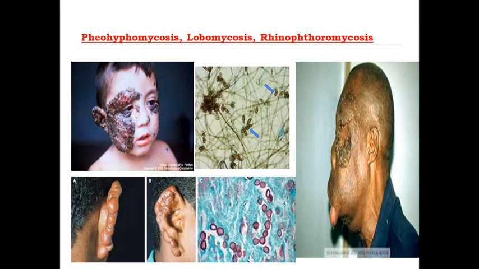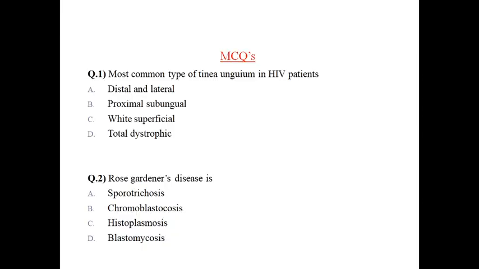This is another group of fungal infections: phaeohyphomycosis, lobomycosis and rhinophycomycosis. The first picture is phaeohyphomycosis. We can see the pigmented brownish hyphal form. And this is lobomycosis, where keloid-like lesions are there. This is not seen in India, very rarely reported. And this is rhinophycomycosis, where the whole of the face is deformed. So sometimes these fungal infections can be so agonizing for the patient and difficult to treat, and they cause deformities in the patient. So this is the last lecture of my fungal infection series.